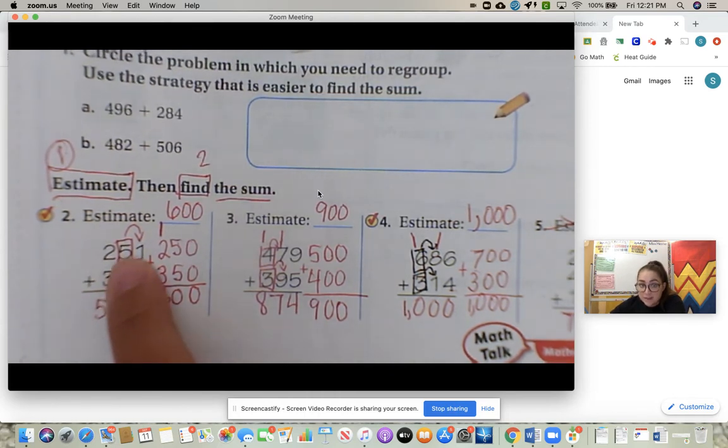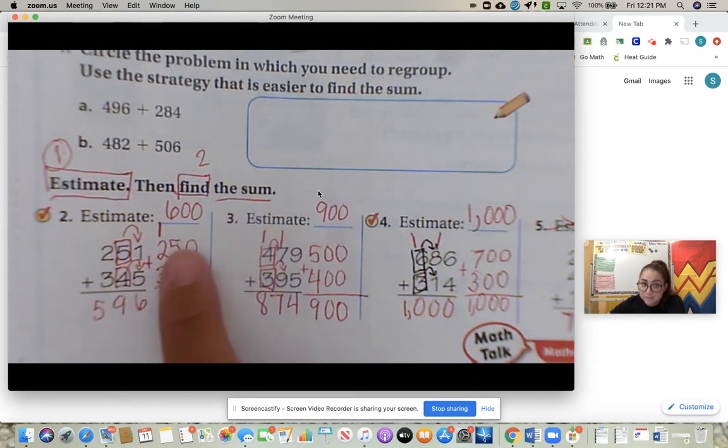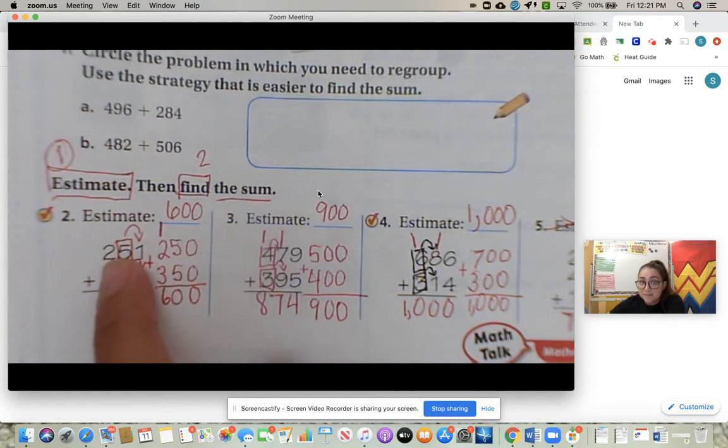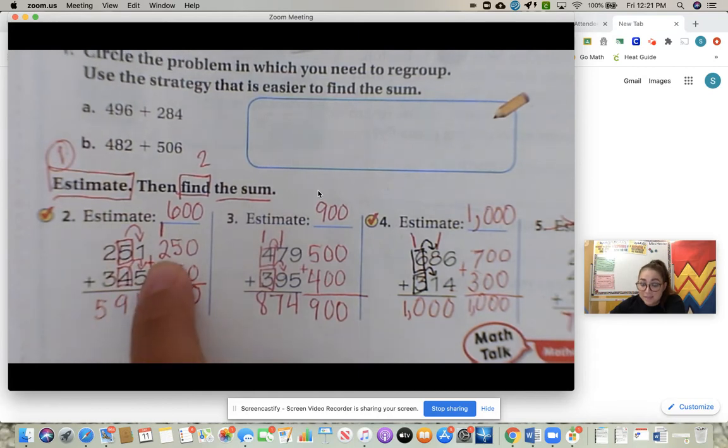So we boxed the 5, pointed to the 1. We ask ourselves, is 1 greater than 5 or less than 5? It is less than 5. So our box number stays the same. That's why there's a 5. Everything to the right of our box turns to a 0. Everything to the left of the box stays the same. So that's why we left it a 2. Then we box the 4, pointed to the 5.